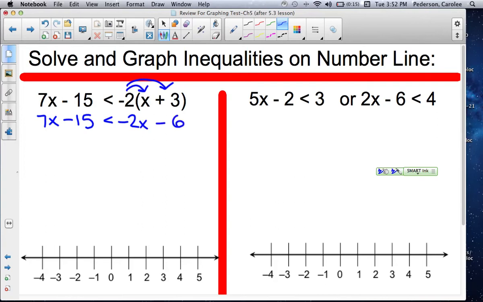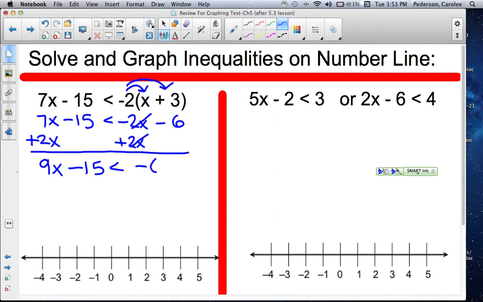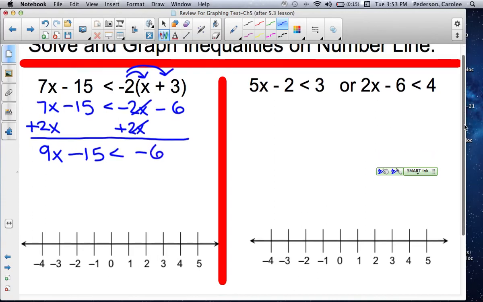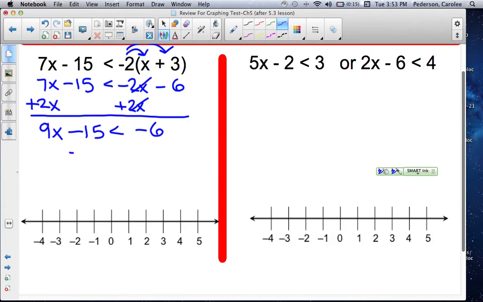Then we want to combine like terms. So I'm just going to add 2x to both sides so that my x's will both be on the same side. So my 2x and negative 2x will cancel. 7x plus 2x is 9x. Then I'm going to add 15 to both sides. So I'm left with 9x on the left, and then negative 6 plus 15 is 9.